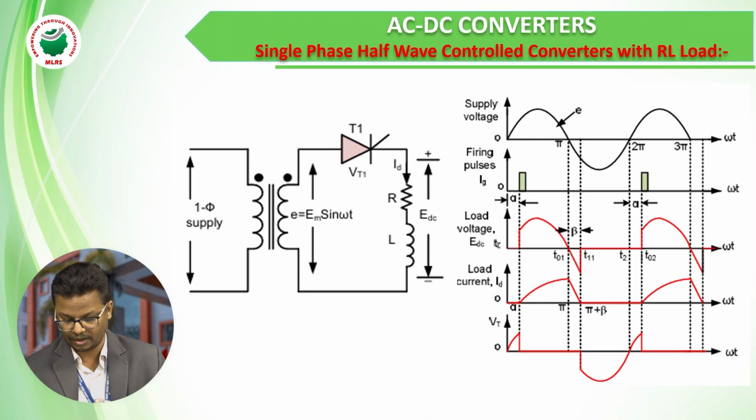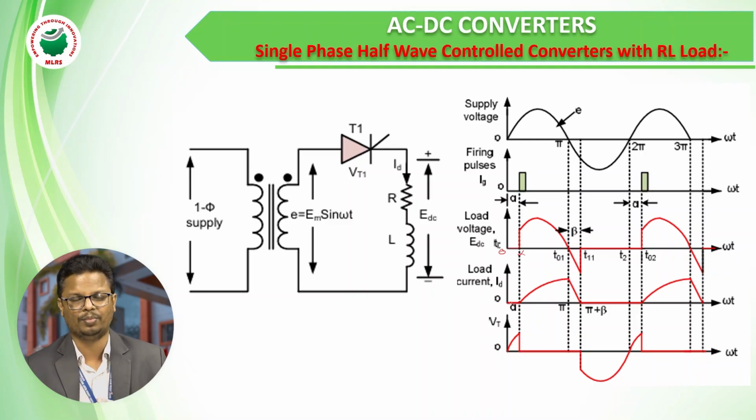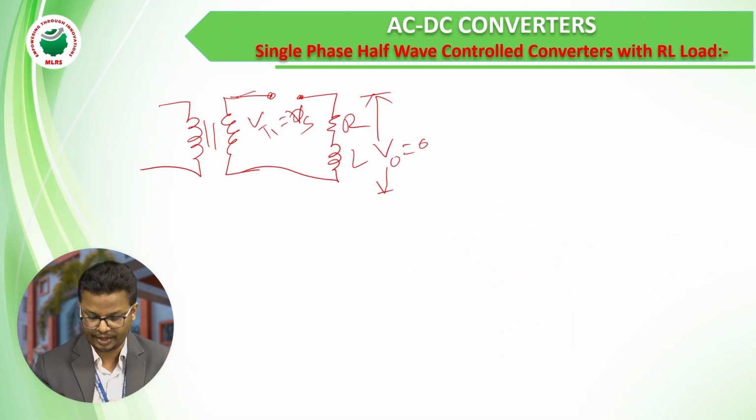So here we can observe from 0 to alpha, the thyristor is in turn off mode. So the output voltage and the output current are 0. The total supply voltage will be across the thyristor VT1. From the waveforms, we can observe from 0 to pi, the source voltage will be applied across the VT. Okay, so after alpha we trigger.